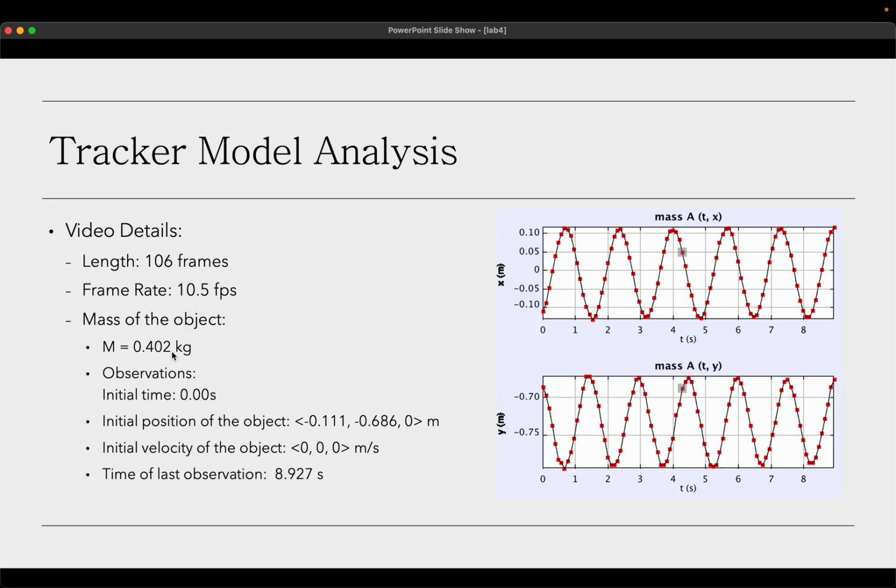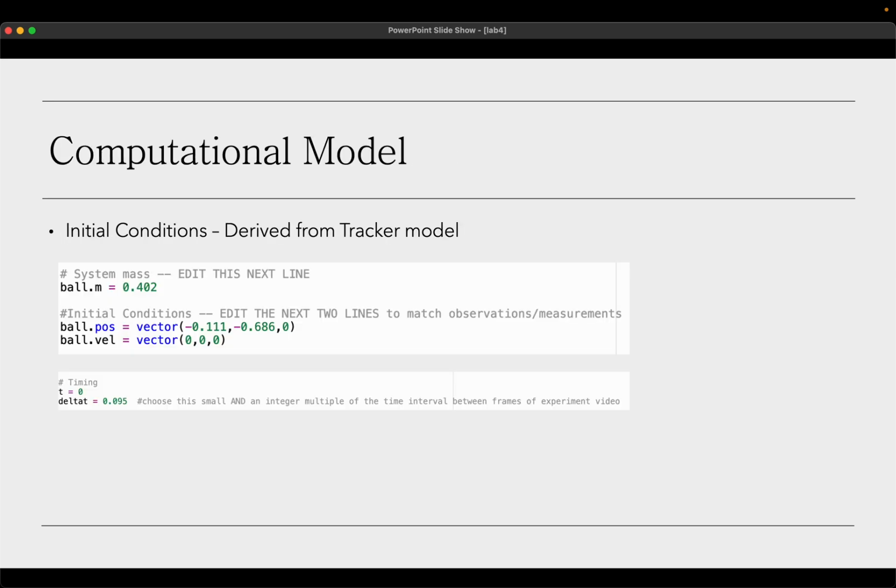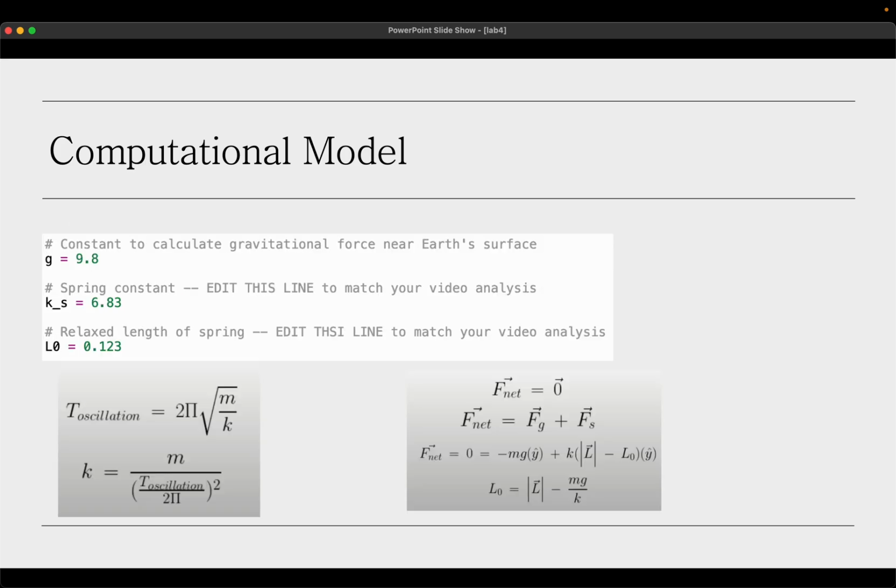Some details: the mass is 0.402, and the observations, the initial position, the initial velocity, and the time of the last observation are presented in this slide. Computational model: initial conditions derived from the tracker model: ball mass, position, velocity, and delta T. Some other important things to mention: the gravitational constant 9.8, the spring constant, and L0. We can find K and L0 by these two equations here that you can see.